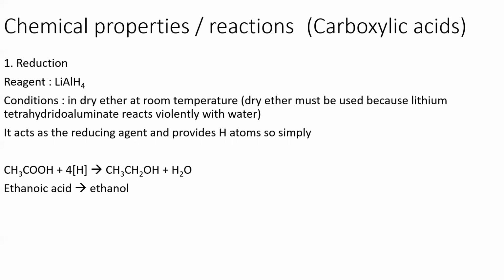And since it's a reducing agent, it will provide the hydrogen atoms. So simply, if it's a reduction reaction, the CH3COOH will react with 4 hydrogens, because gain of hydrogen is reduction, right? So CH3CH2OH will be formed. So we are going back from ethanoic acid to ethanol, and H2O will be formed in the process.